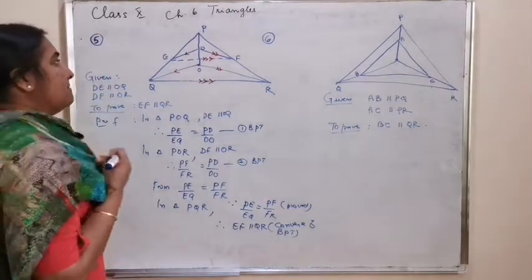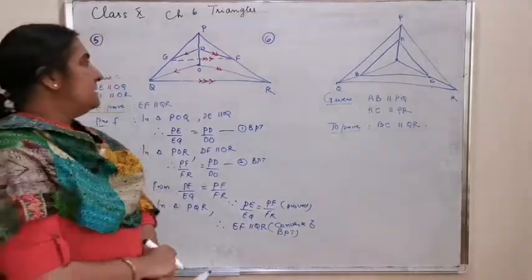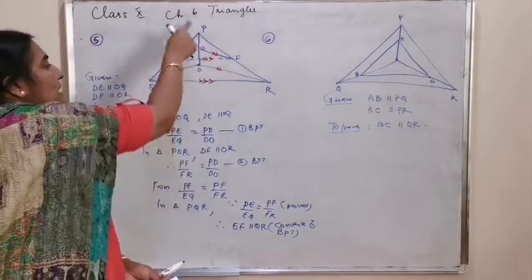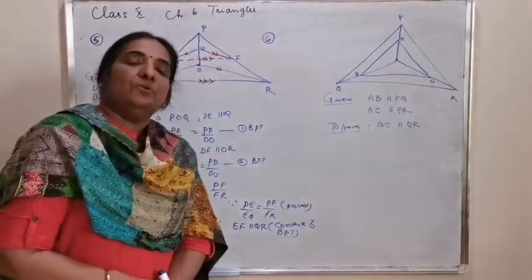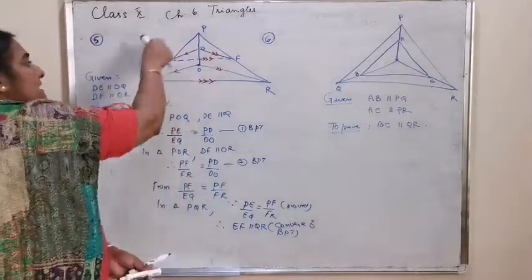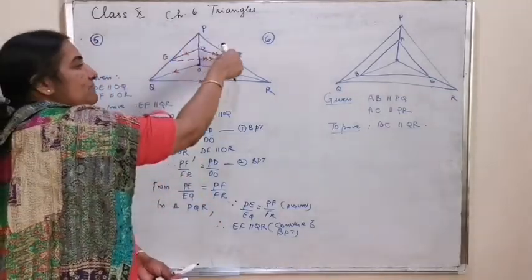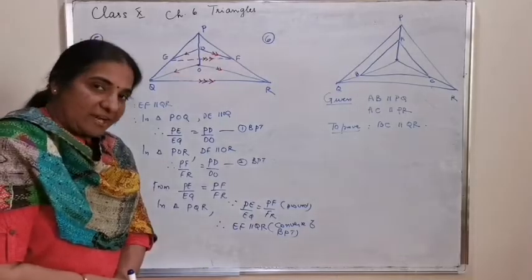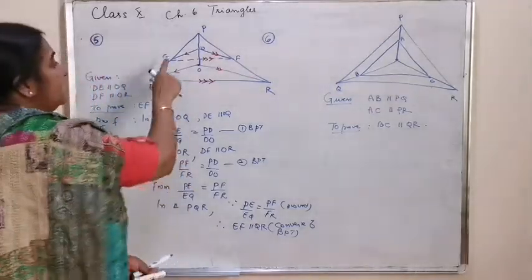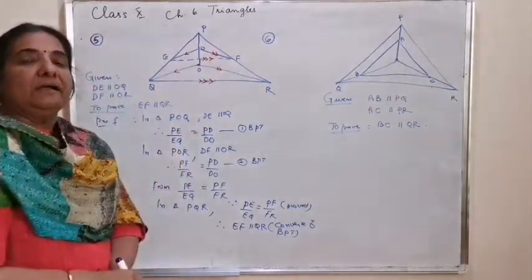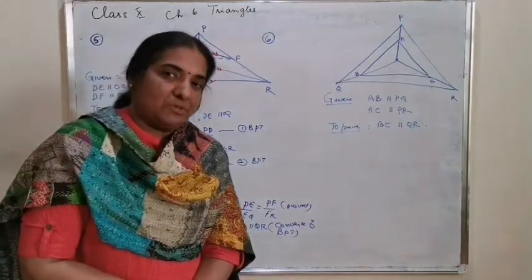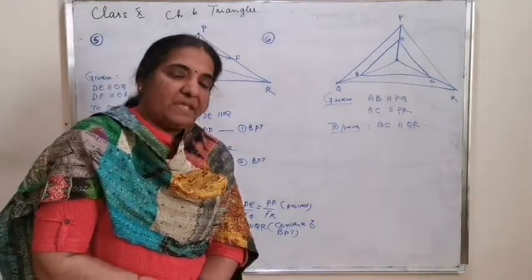That is, by applying basic proportionality theorem in triangles POQ and POR, you got the ratio PE by EQ equal to PF by FR, which is in the bigger triangle. Therefore, the line EF is parallel to QR by the converse of basic proportionality theorem.